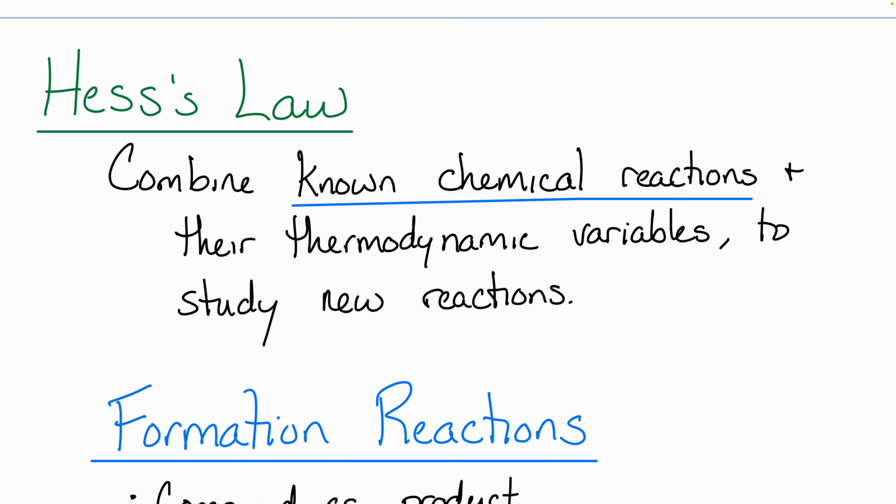All right, so let's pick up where we left off last time. Last time we ended by reminding y'all of what's called Hess's Law. This is what was studied last semester when you studied thermochemistry, when enthalpy was first introduced. Hess's Law says that we can combine known chemical reactions as well as their thermodynamic variables to study new reactions.